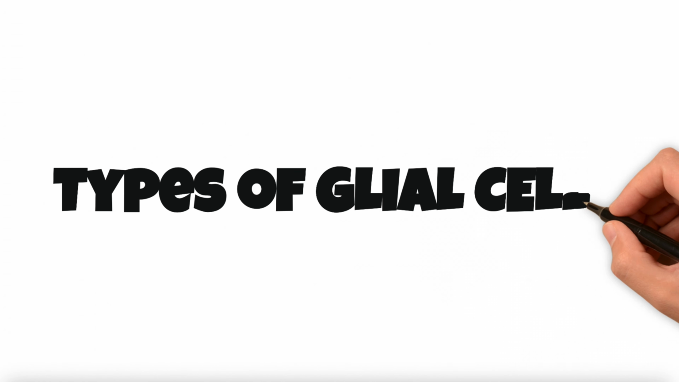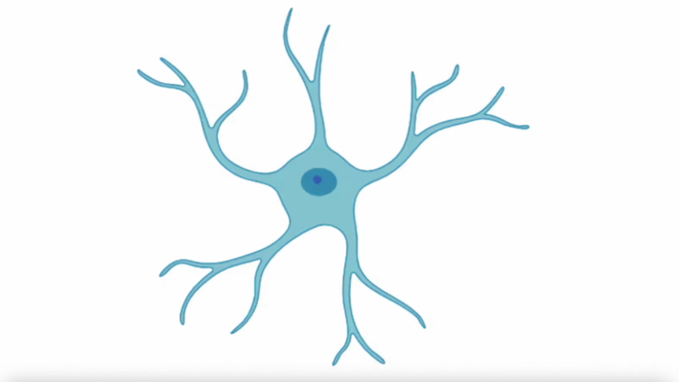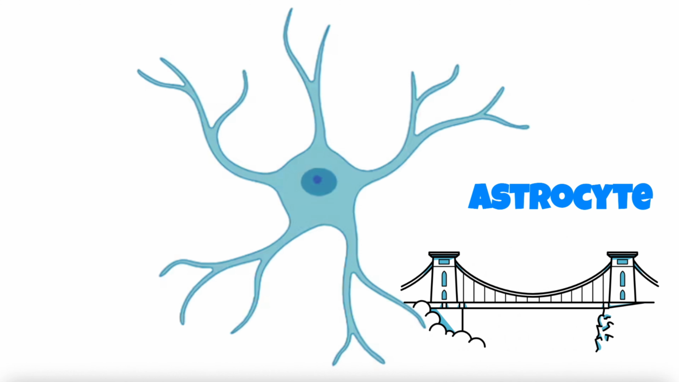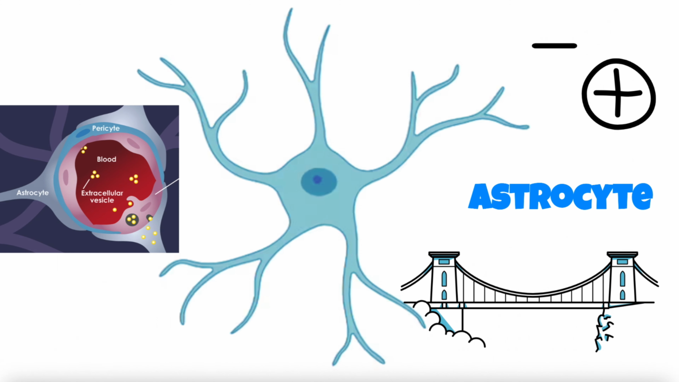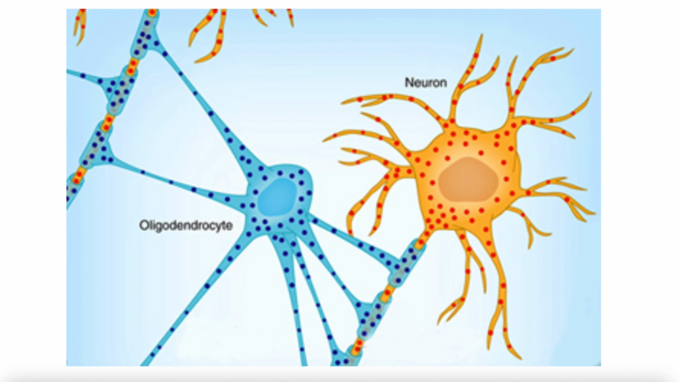Lastly, types of glial cells. This is an astrocyte. Astrocytes promote synapse formation, contribute to balance of ions, which are important for electrical signaling. It also contributes to formation of blood-brain barrier. Oligodendrocyte is a specialist that forms myelin sheath in the neuron to speed up the transmission.